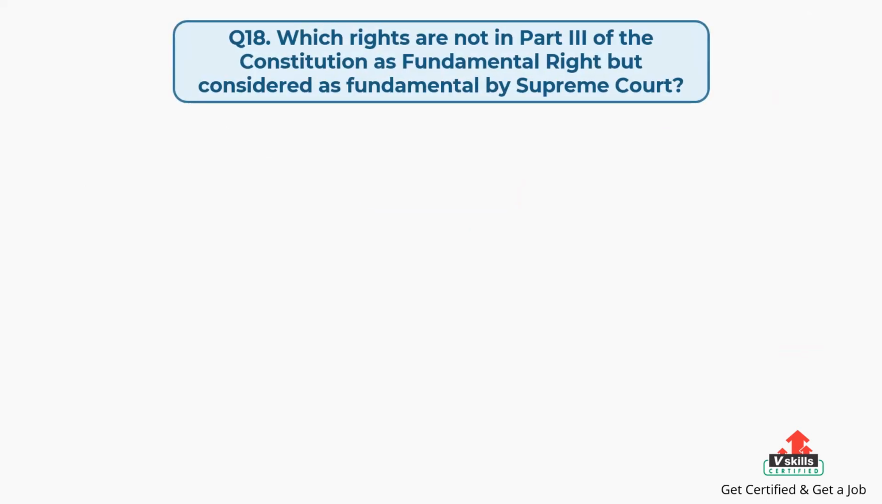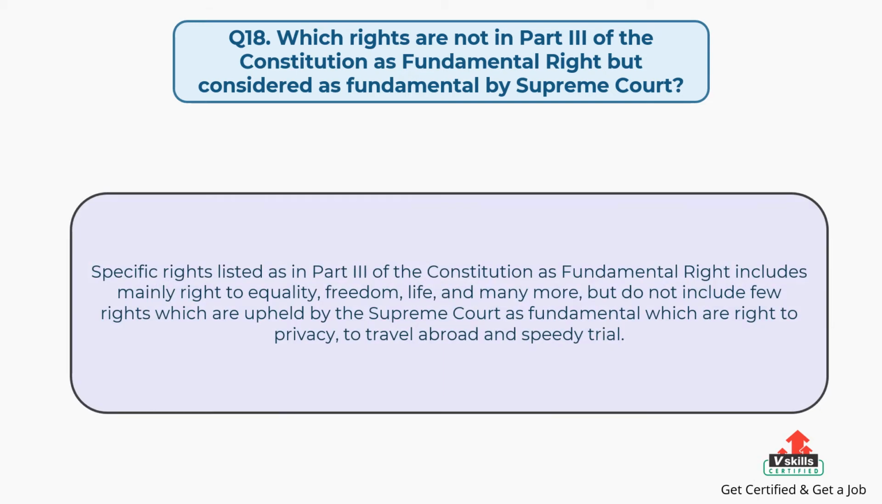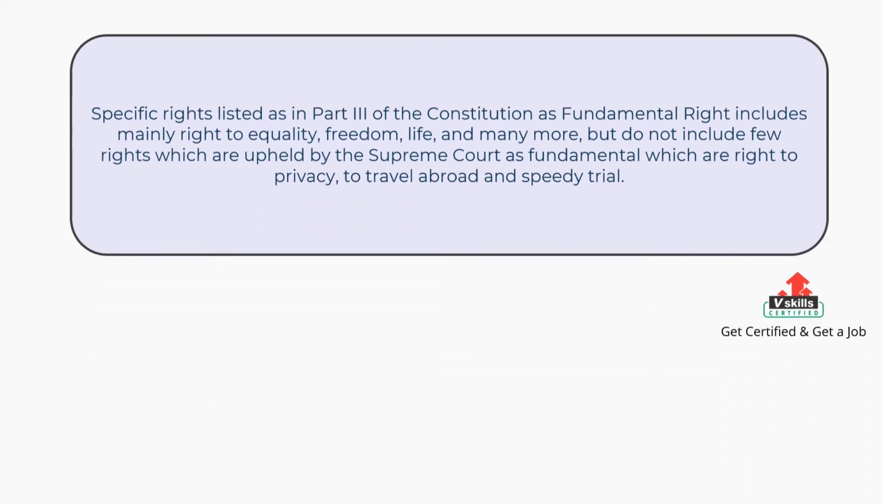Question number 18. Which rights are not in Part 3 of the Constitution as fundamental right but considered as fundamental by the Supreme Court? The answer is: specific rights listed in Part 3 of the Constitution as fundamental right includes mainly right to equality, freedom, life, and many more, but do not include few rights which are upheld by the Supreme Court as fundamental, which are right to privacy, to travel abroad and speedy trial.